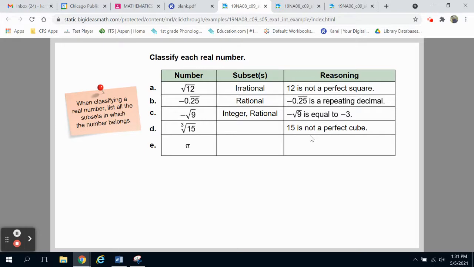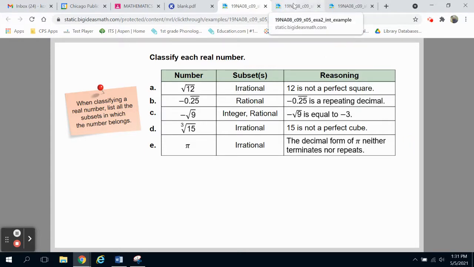The cube root of 15. 15 is not a perfect cube, so if you put the cube root of 15 in your calculator, you're going to get a non-repeating, non-terminating decimal, so that's what makes it irrational. And then, like I said, pi, if you actually look at what pi is, it does not terminate, it does not repeat, so pi is an irrational number as well. So the first step is to be able to determine, is it rational or irrational.